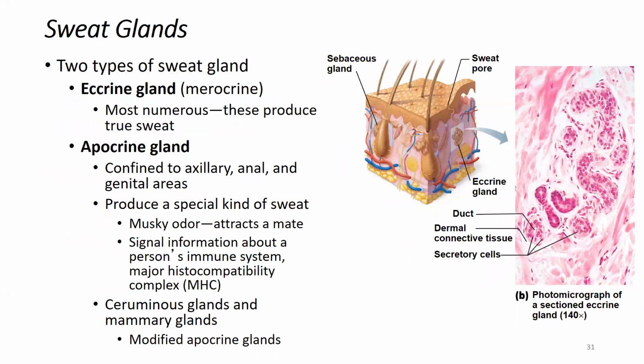There are two types of sweat glands. There are eccrine sweat glands. They release their secretions via merocrine secretion. Does anyone remember what merocrine secretion is? This is where we had just exocytosis, right? This is the example that I gave for the goblet cell or the salivary gland. So the cell remained intact, and all we had was the release of those vesicles which contain whatever secretion. So that's your eccrine gland.